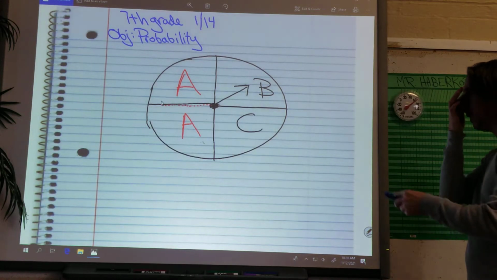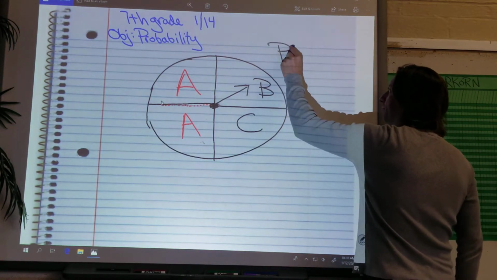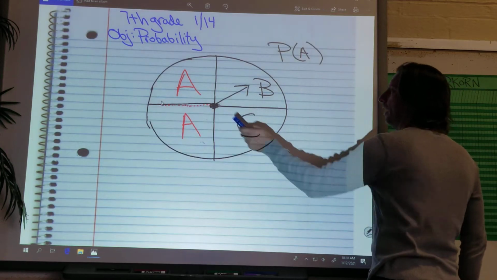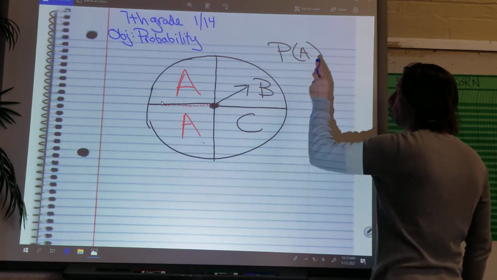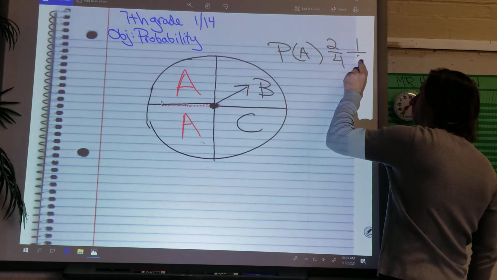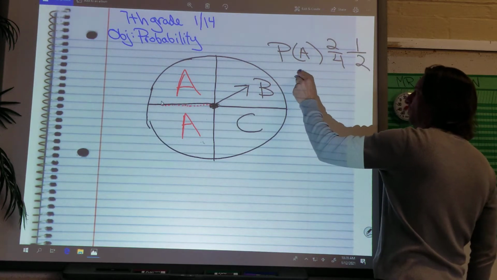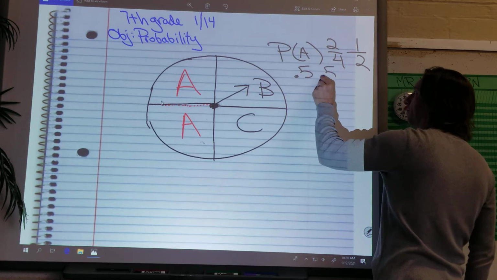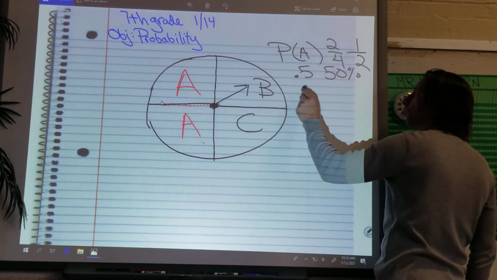So now I could say, what's the probability of A? And I would say it's 2 out of 4, right? Or 1/2. And then I would put that as a decimal and as a percent, right? And as words.